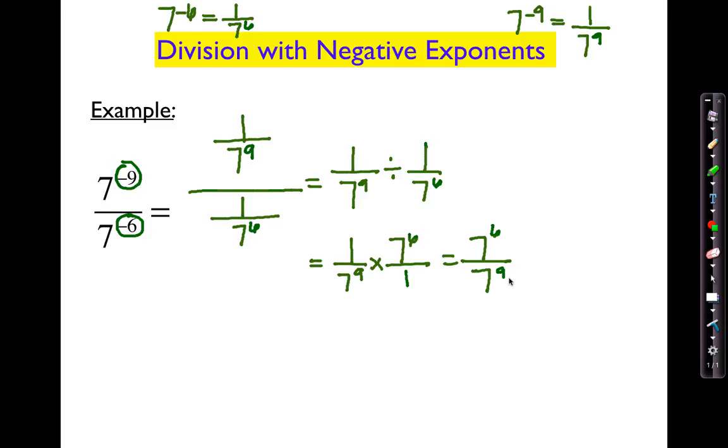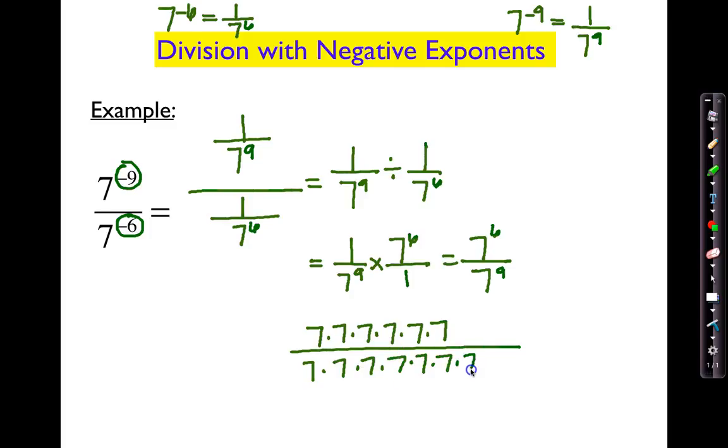At this point, then comes the tedious work of writing all of the 7s out to see how many get reduced. So here, I'm going to write 7 to the 6th as 7 repeated 6 times, so 1, 2, 3, 4, 5, 6. And 7 to the 9th is 7 repeated 9 times, so 1, 2, 3, 4, 5, 6, 7, 8, 9. So once you've done this, what you're going to do is go ahead and reduce by 7s. 7 divided by 7 is 1, and you're going to continue this until you have no more left.